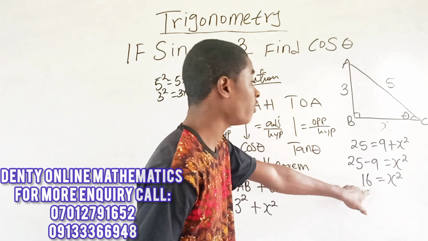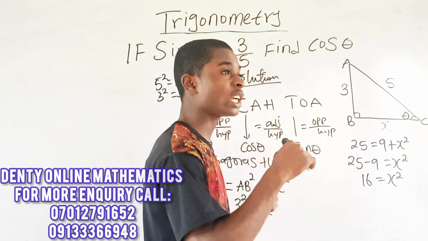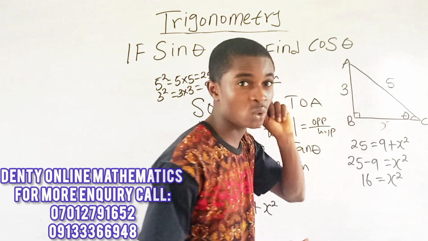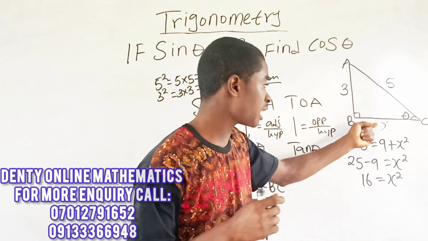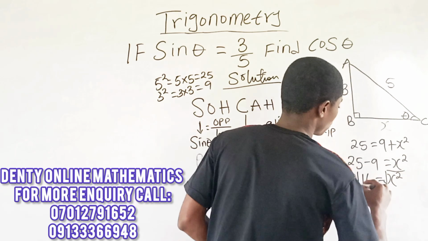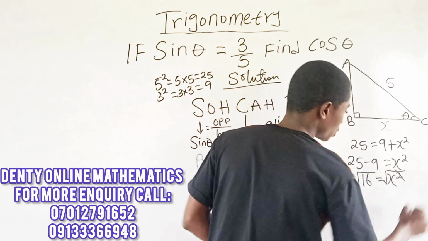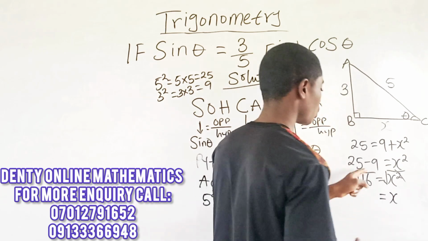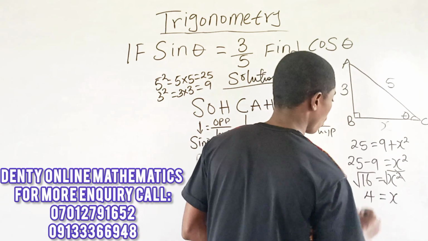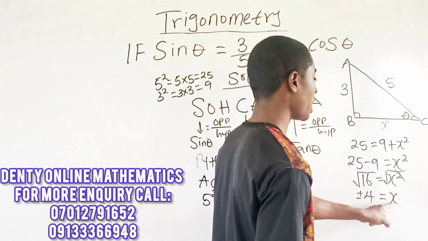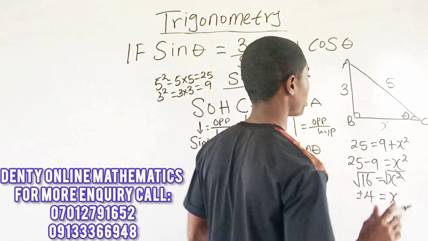Now for us to have the value of x, we are going to take the square root of both sides, because it's the square root that will cancel out this square. We are not looking for x squared, we are looking for this side x. So if I take the square root, it will cancel the square, and we'll be left with x equal to the square root of 16, which is 4 or plus minus 4. So x is equal to 4.